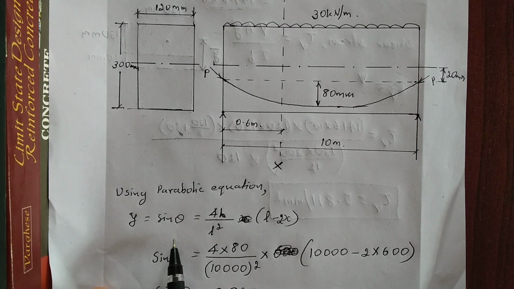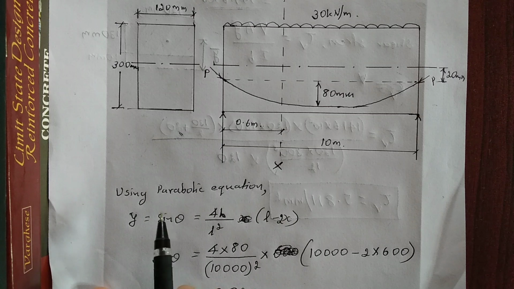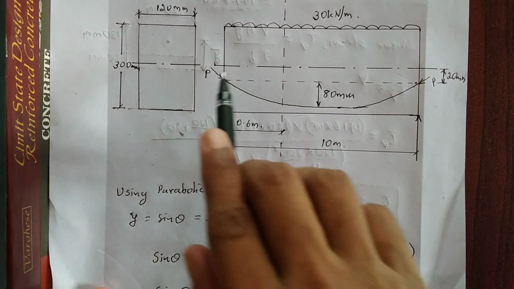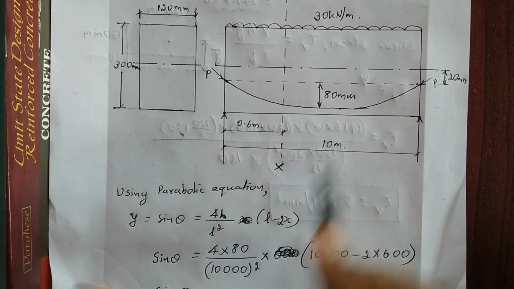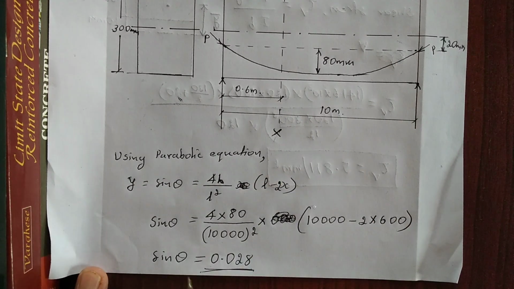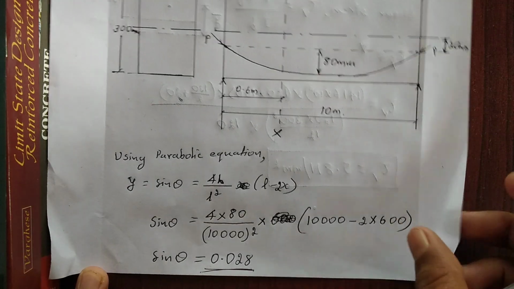Here y is equal to sine theta, that is equal to, for a parabolic equation. Using a parabolic equation, we wanted to calculate a vertical component of a stress, that is, the shear force. You have to calculate y is equal to sine theta is equal to 4h divided by L square into L minus 2x, here the parabolic equation. So I will substitute sine theta is equal to 4 into 80. 80 is nothing but this h value. Okay, the cable, how much it is sagged with respect to the support. Divided by 10 meter is given, so 10,000 square into 10,000 minus 2 into 600. So totally sine theta you will be getting as, after calculation, 0.028.